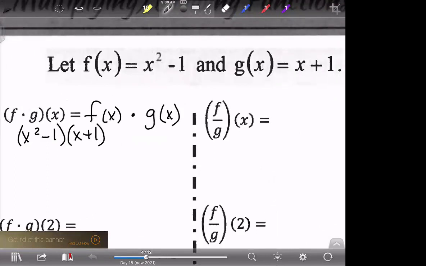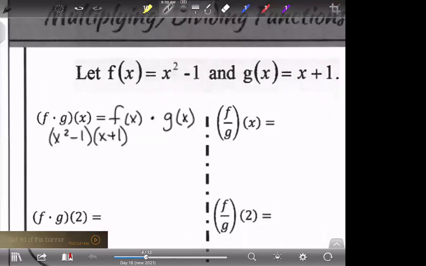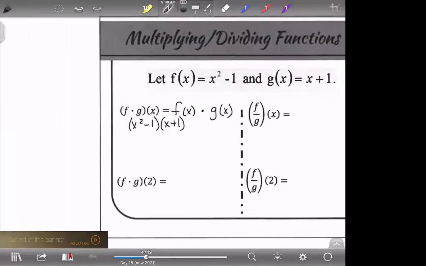Well, in order to multiply two sets of parentheses, we either need to FOIL, or if we want to keep our work more organized, we're just going to draw ourselves a box out to the side. In my box, we're going to take x squared minus 1 times x plus 1. So take a minute and fill out your box. Once we have our box filled out, we're just going to combine like terms to get our final answer.